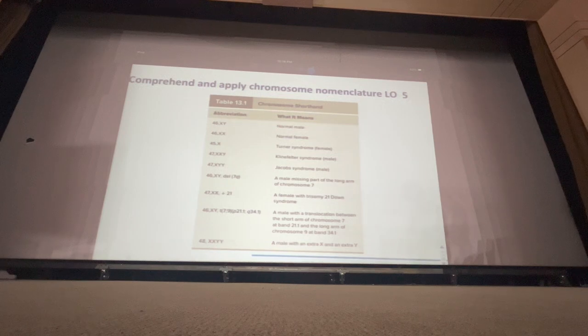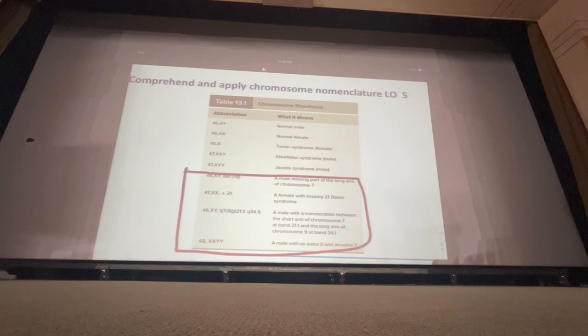And this is a table which shortens the formula when we write, for example, normal male, normal female, Turner syndrome, Klinefelter syndrome, and Jacob syndrome, which is XYY. Here we have a male missing a part of the short arm. These are more detailed, and we don't go into that, but the other ones are just for clarity. If you read it, you can go to the rules and find the details.